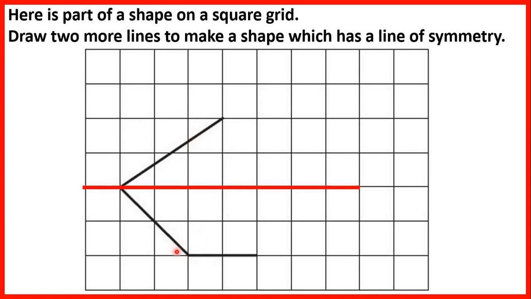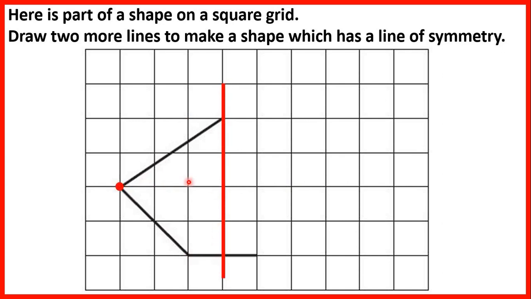To do that, we can look at our corners. So for this corner here, we go 2 squares down from the line, but if we go 2 squares up from the line, we get to this point here. And this point isn't on the line, isn't one of the corners, so we can't have a horizontal line of symmetry. Let's see if we can make a shape with a vertical line of symmetry.